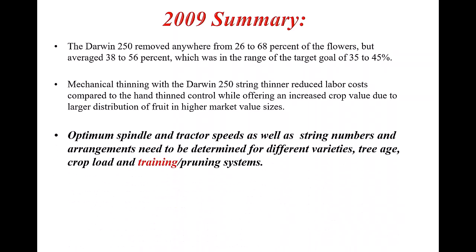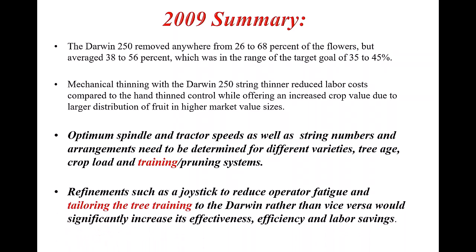You have to have the optimal spindle and tractor speeds, obviously, and all that is easy to work with something like the Darwin, but the training cannot be open center. It's just not going to work. If you're willing to go to a V system or a single planar system, it works great. So once again, in the past, we tried to make the Darwin work with the type of tree training we had. Obviously, for mechanized thinning to work, you have to tailor your tree training to the type of machine you're going to use.